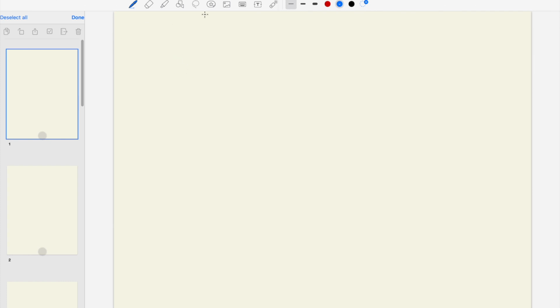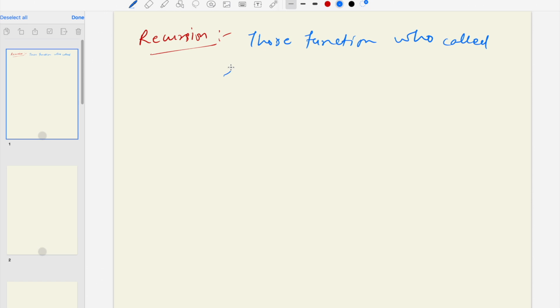So guys, let's start. Today's topic is recursion. What is recursion? In very simple language, recursion is a function calling itself. If we write the definition: a function which calls itself, that is recursion.